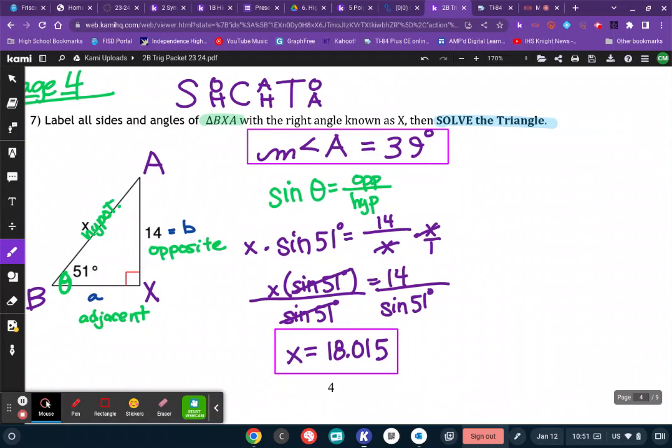For instance, I'm going to go ahead and do another trig function just because it's new to us and I want to use those as much as possible. So this time I'm going to use tangent. Tangent is opposite over adjacent, TOA. So tan of 51 degrees is 14 over A.